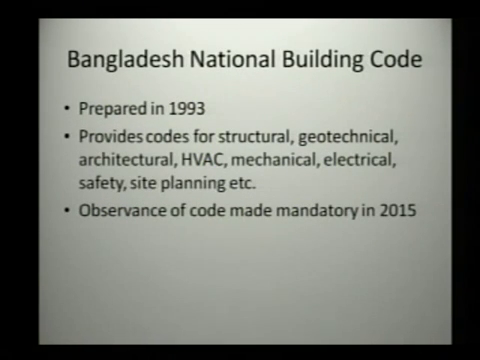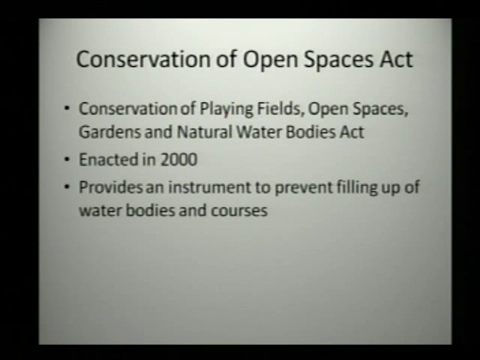Next is the Bangladesh National Building Code, which was enacted in 1993. This was initially optional, but it has been made mandatory from 2005. There's a mistake in the slide. It's not 2015, but 2005. The Conservation of Open Spaces Act was enacted in 2000. This also provides a tool for the government to address the issue of the filling up of the water bodies and the conversion of the open spaces. The earlier laws did not address this issue.